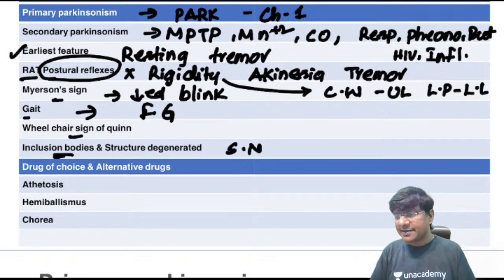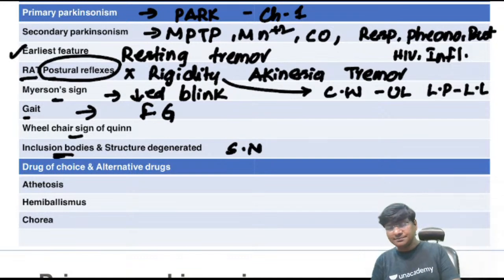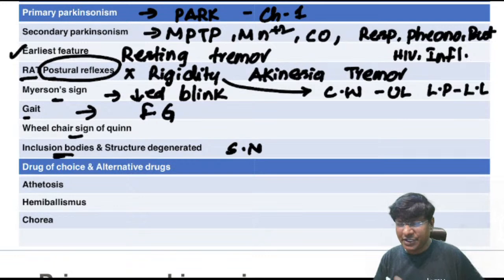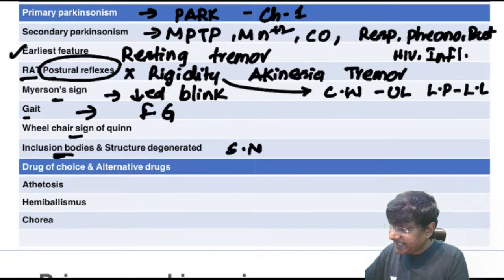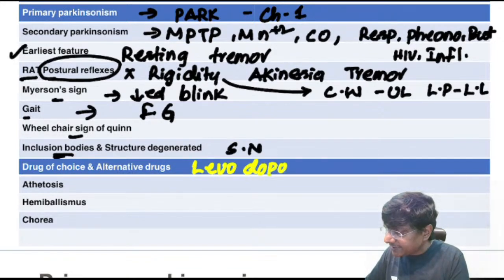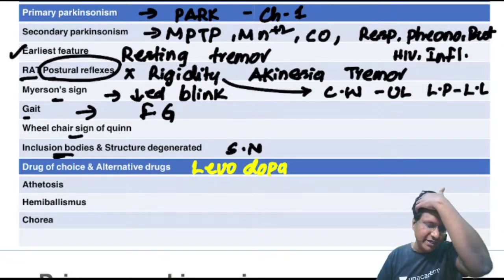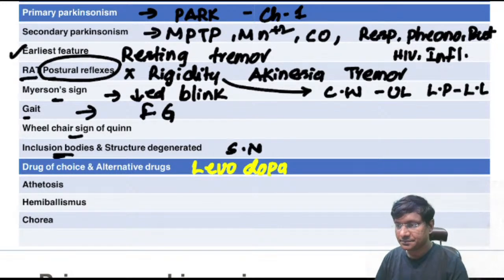Now you should know the drug of choice. Please tell me what drug we will give in patients with Parkinsonism. What is the first line drug? We have many drugs, but what is the first line drug? The first line drug will be levodopa. But in which condition is levodopa contraindicated, where we give dopamine agonists? First line drug will be levodopa only.